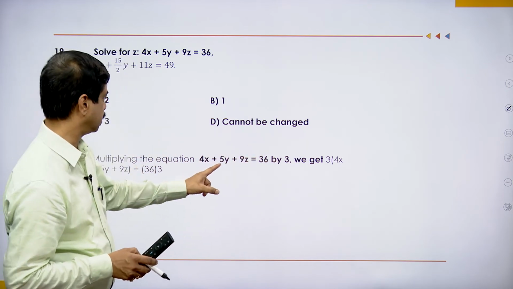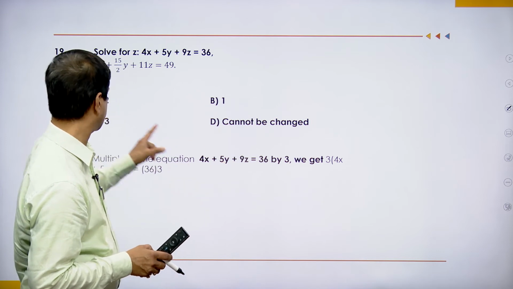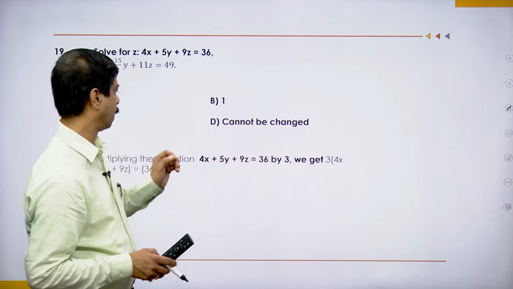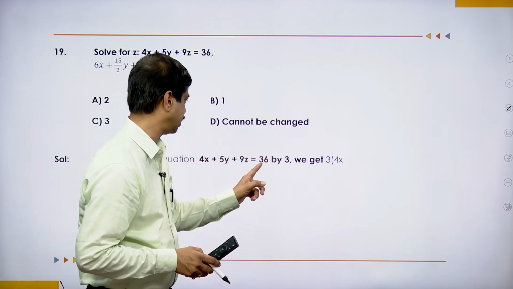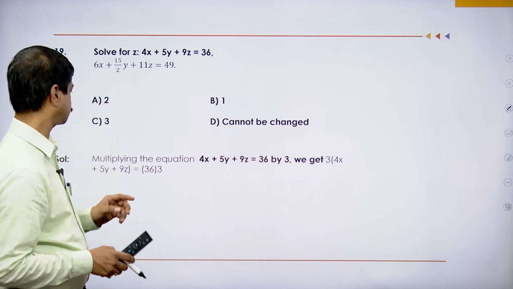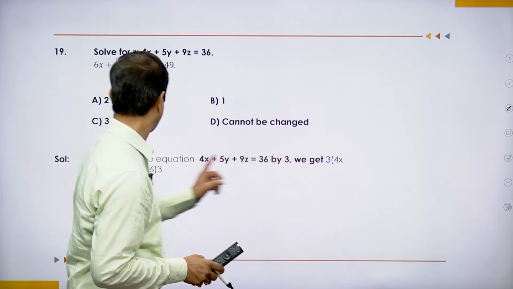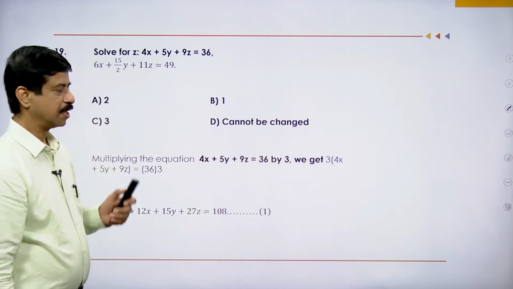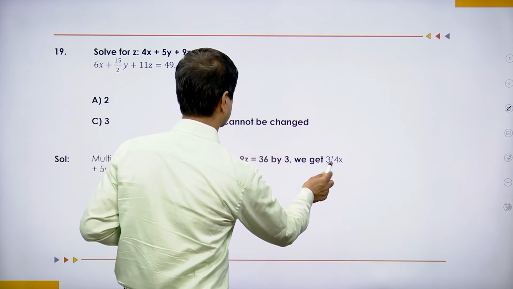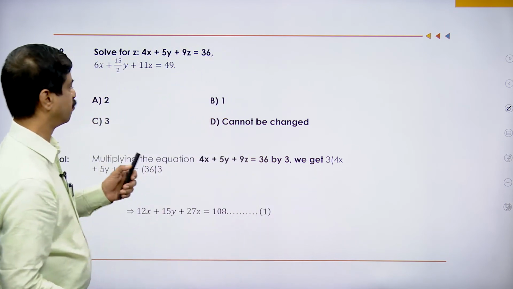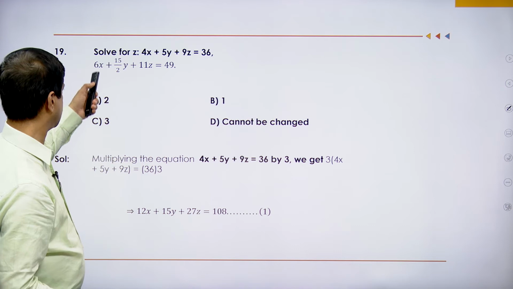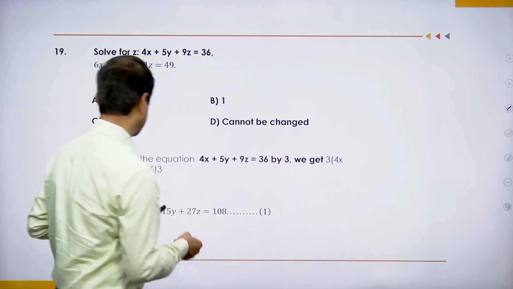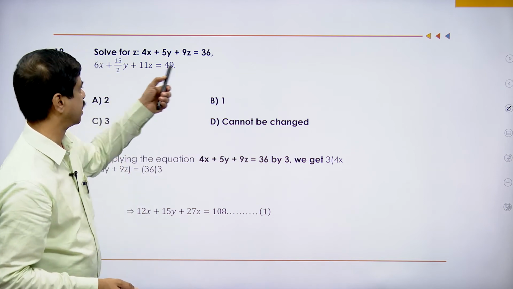So now if you observe this, here you find 5y and here you find 15 by 2. If you multiply this equation by 3, this becomes 15y, right? So 3 into 4x plus 5y plus 9z equal to right side 36 into 3. So 3 fours 12x plus 15y. So 12x by 2 is 6x. So that means if I would have taken 3 by 2, it would have been more easy. Otherwise, I will multiply this by 2.